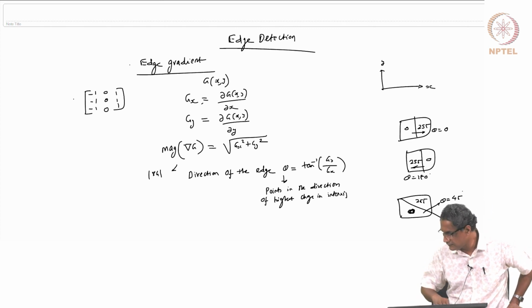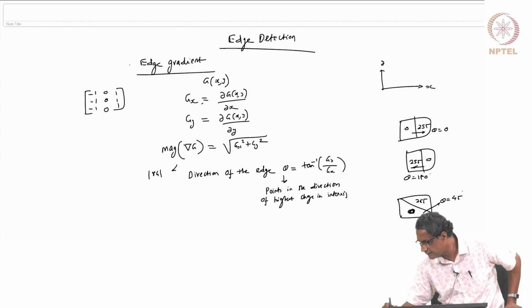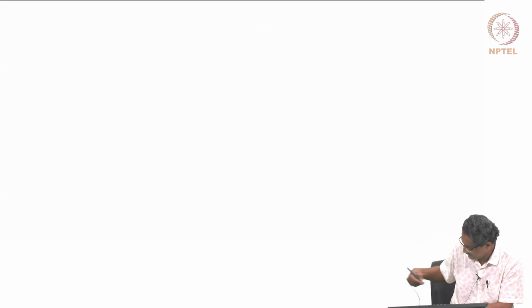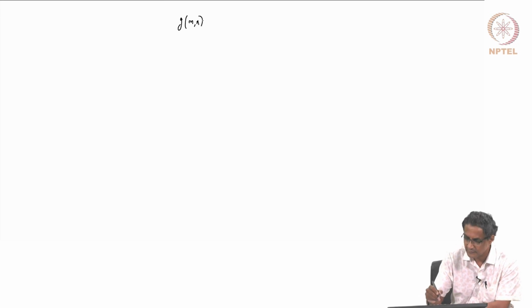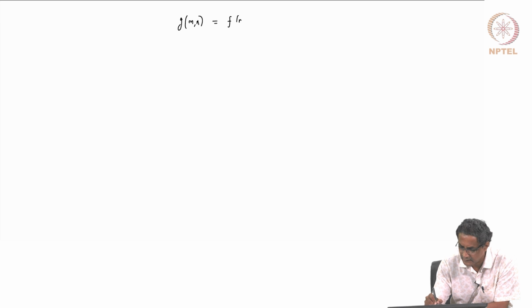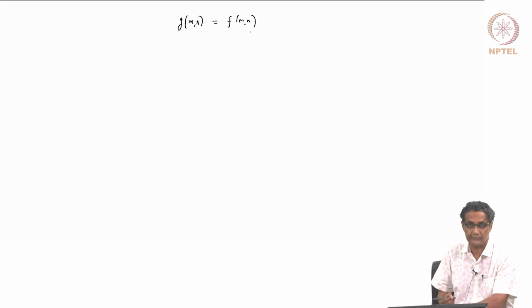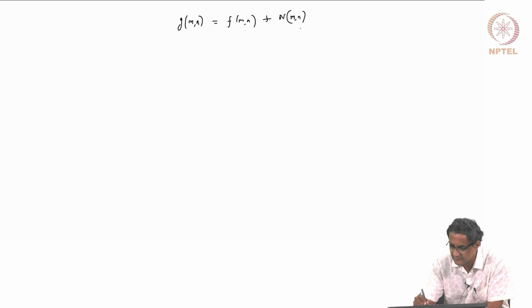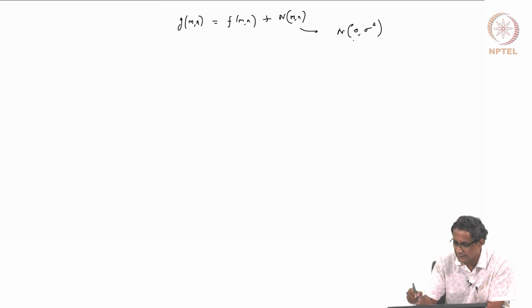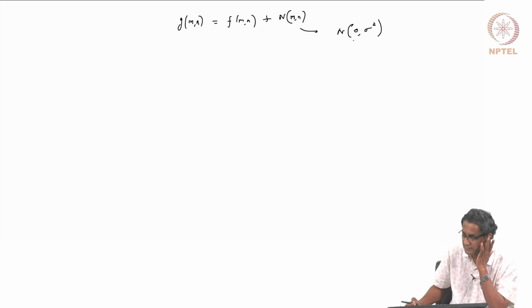See, for example, if I had a case where I have an image G(m,n), which is what I observe, but then let's say this is some F(m,n). So, F(m,n) is actually the ideal intensity that should have been there, but due to some noise I get some n(m,n). This is the noise that is there, and let's say that this has zero mean. So, this is again a Gaussian, with zero mean and variance sigma square. So, this noise is actually Gaussian.